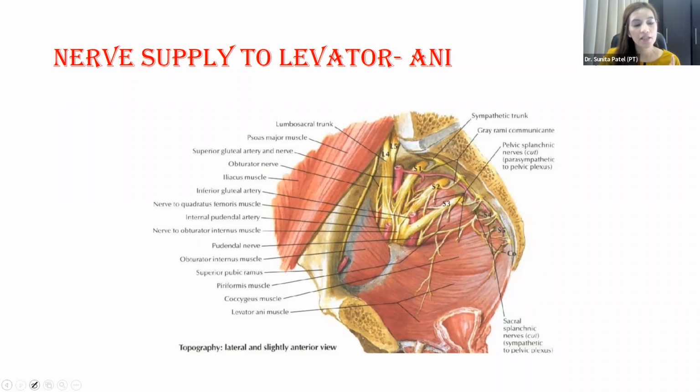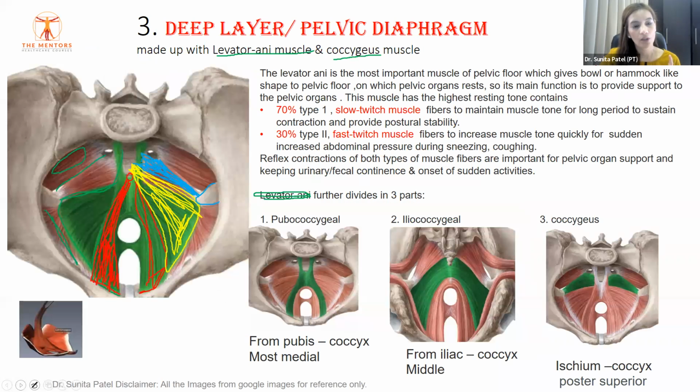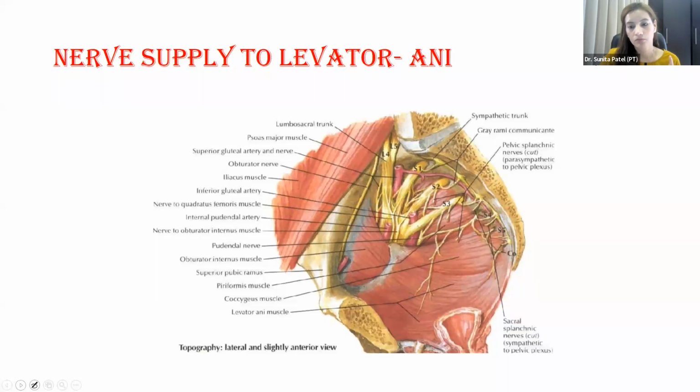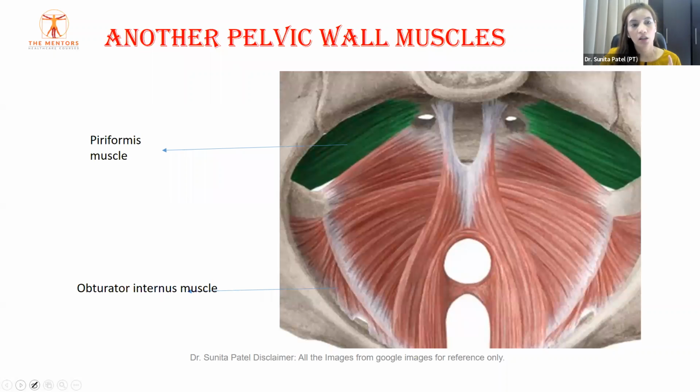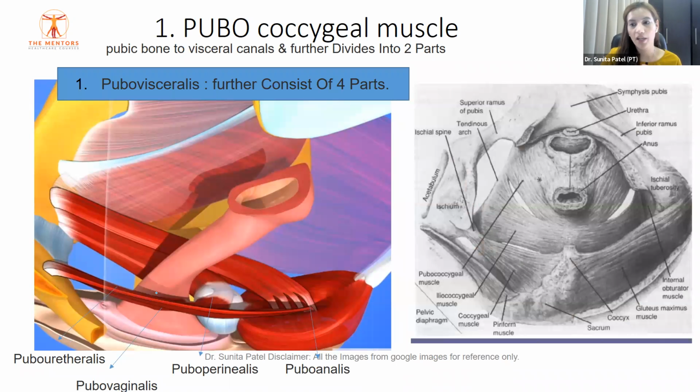We'll understand the levator ani nerve supply later on. Yes, piriformis and obturator internus are accessory muscles. Now let's understand the first one, pubococcygeus.